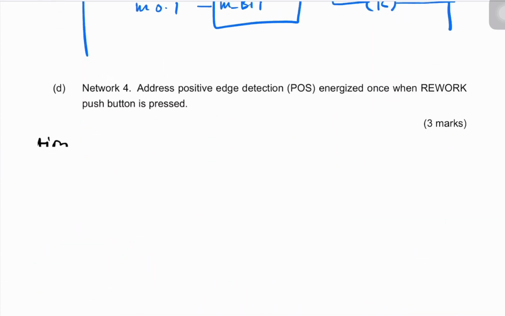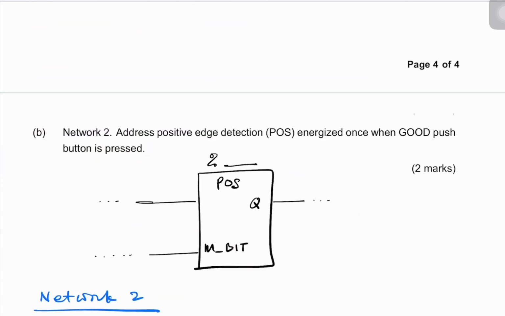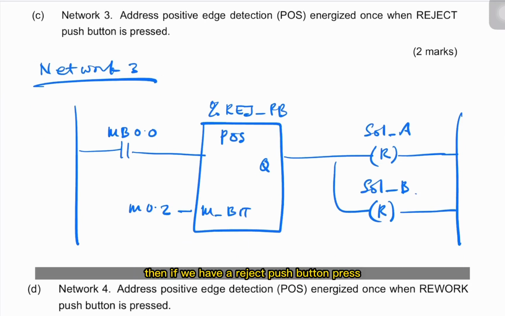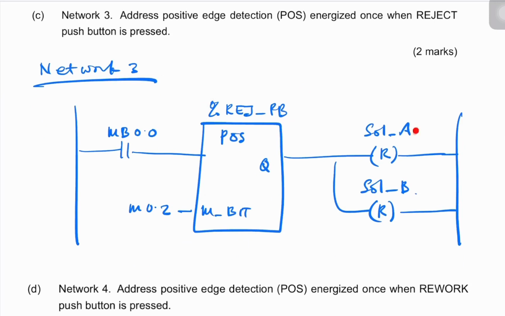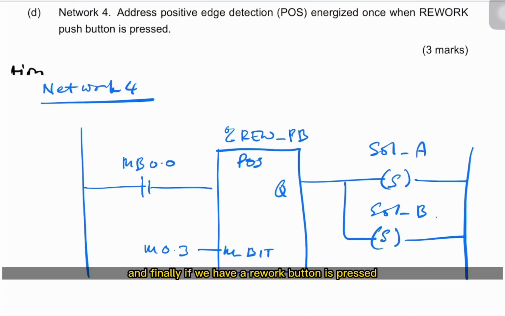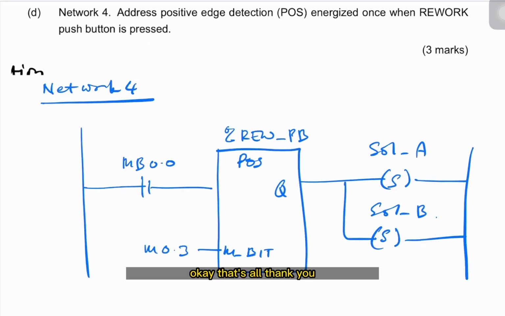Then if we have a reject push button pressed, solenoid A will retract, solenoid B will also retract. And finally, if we have a rework push button pressed, solenoid A will extend, solenoid B will also extend. Okay, that's all. Thank you.